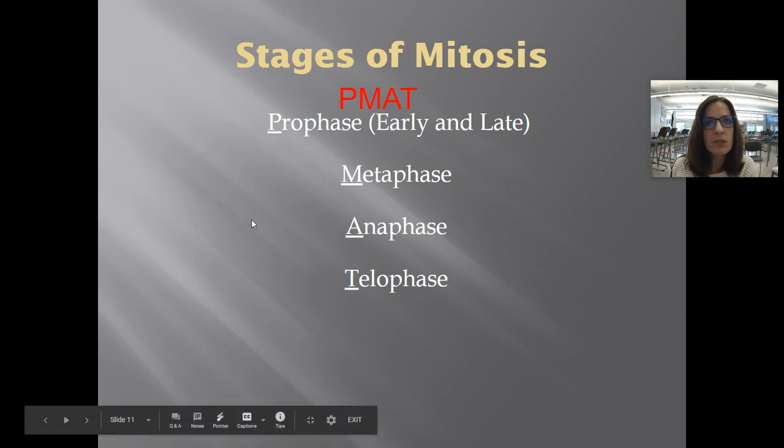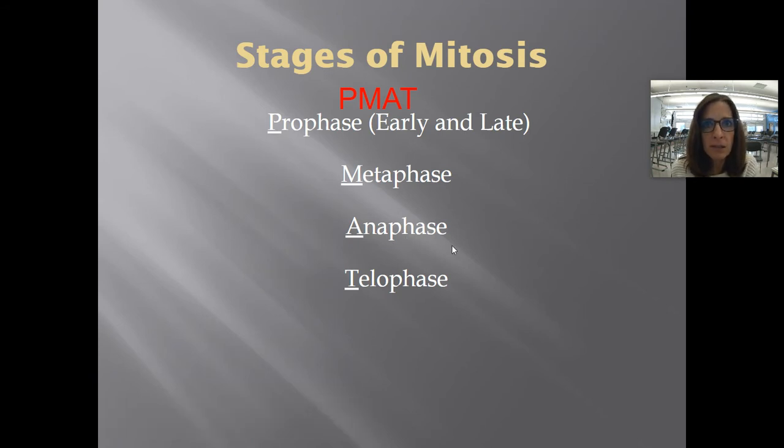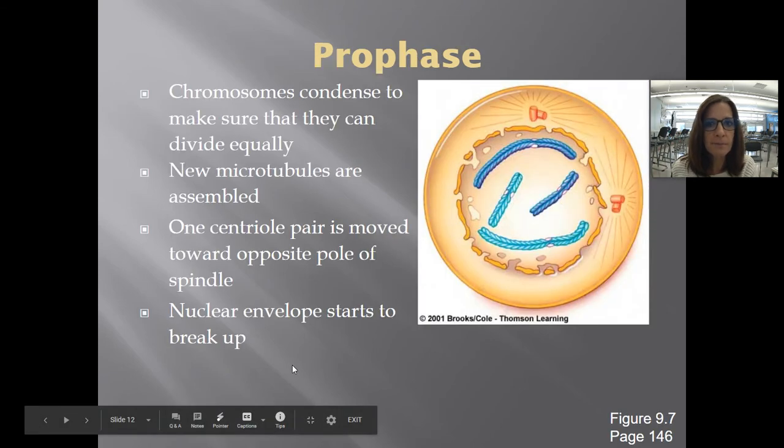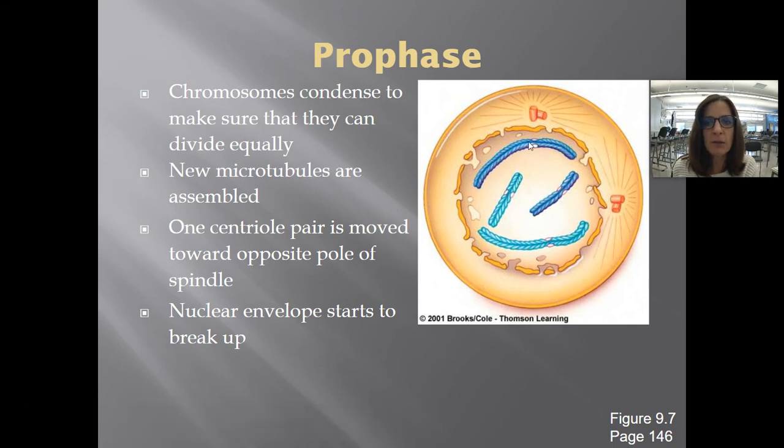So when I pull up each of these new phases, I want you to pause the video and draw it. Okay? So prophase. So in prophase, you can see that the chromosomes have condensed. So what happens is in interphase, the DNA is all spaghetti-like. It's not condensed into chromosomes. It's just chromatin, which is just the DNA kind of all over the place in the nucleus.